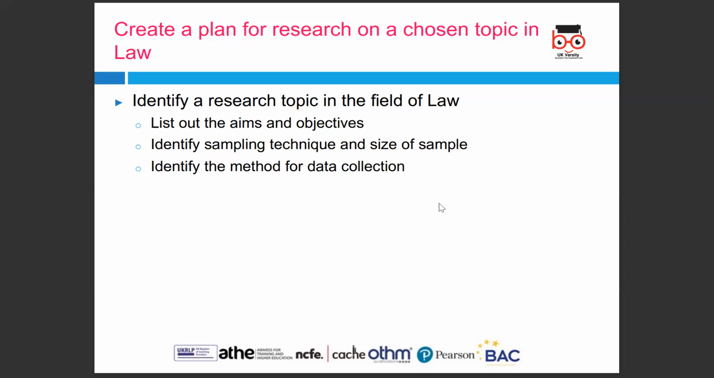You need to list out the aims and objectives, as we went through in Learning Outcome 4. You need to identify the sampling technique and the size of the sample. For example, are you going to use qualitative data? Are you going to use quantitative data? If you're going to use surveys, interviews, also identify the method for data collection. Again, surveys, interviews, what you intend to do and what you intend to identify from this research.